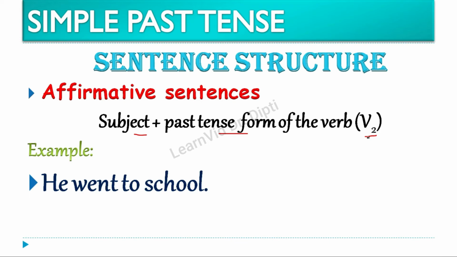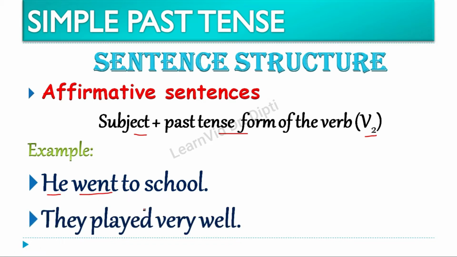The first example is he went to school. So over here he is the subject और यहाँ पर past form of verb लगा है went. Go का past form of verb होता है went, and rest of the sentence is written over here. So this is the affirmative sentence of simple past tense. He went to school. Let us see one more example. यहाँ पर हमने लिया है they. ठीक है, they के साथ हमने लगाया है the V2 form of verb of play, that is played. They played very well. So these are affirmative sentences.